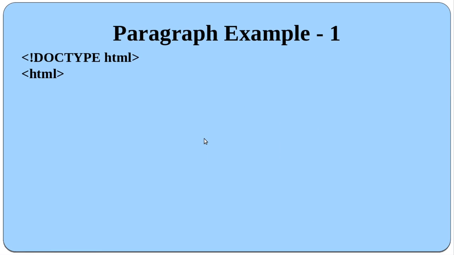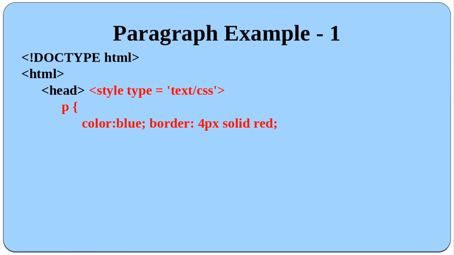Now we would like to give some styles to that particular paragraph element. Style type equals to text or CSS. Paragraph element P is the selector. I want to set color of the text to blue, and also I want to insert a border around the paragraph with 4 pixel solid red border. Here observe, border is the property name, colon, 4px solid red is the property value, semicolon.